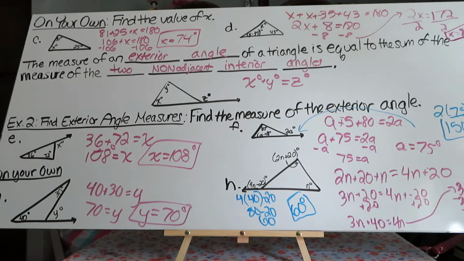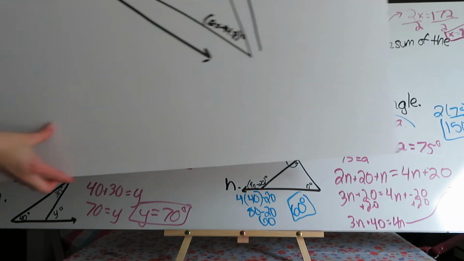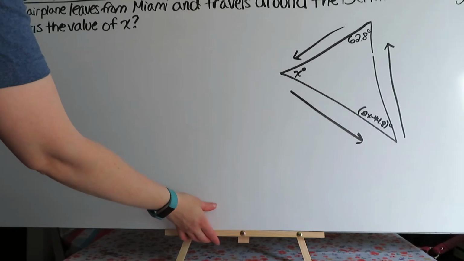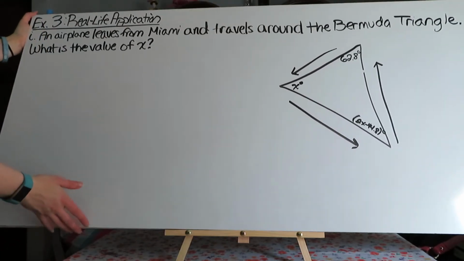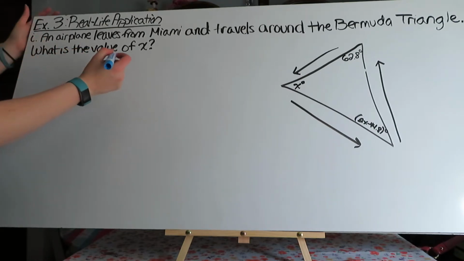All right, example 3, real life application. An airplane leaves Miami around the Bermuda Triangle. What's the value of X? Well, let's find that. We know that they're all inside angles. All angles in a triangle add up to 180.